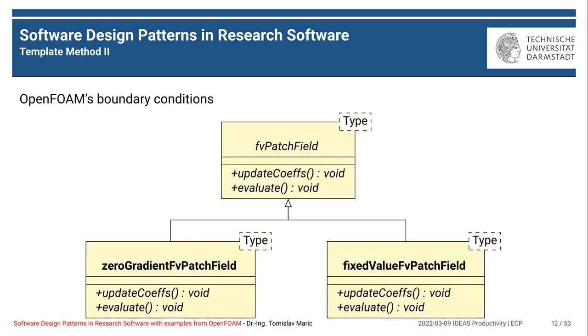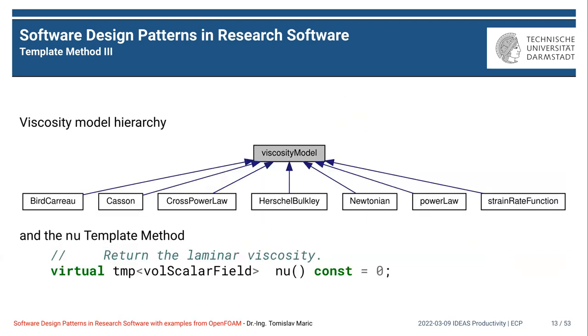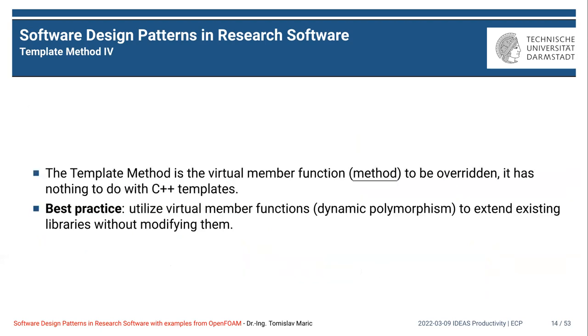So you find this in OpenFOAM boundary conditions, where you have these virtual member functions called update coefficients and evaluate as examples. You find this also in viscosity models, again, with some virtual member function that's responsible for computing the kinematic viscosity. And that's basically it. It's a super simple pattern. You just basically focus on the virtual member function. Method is just another word for a member function.